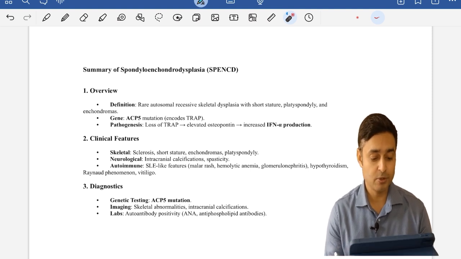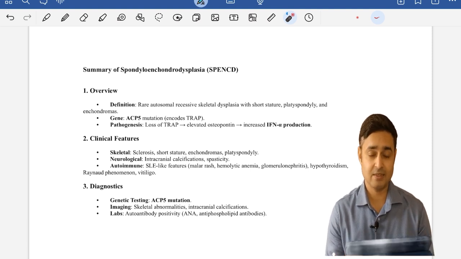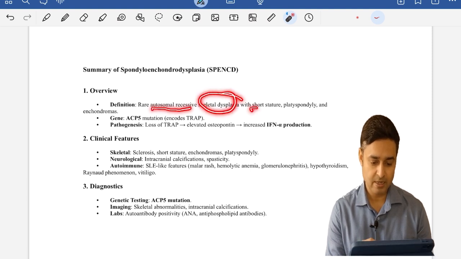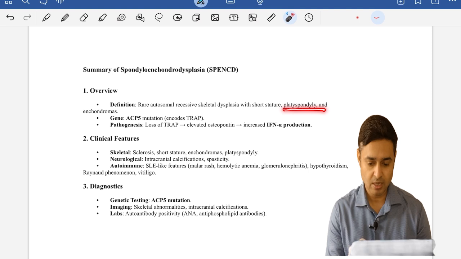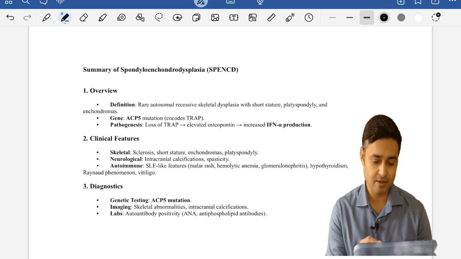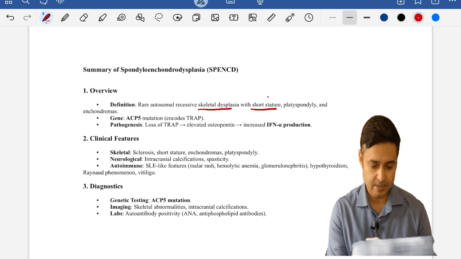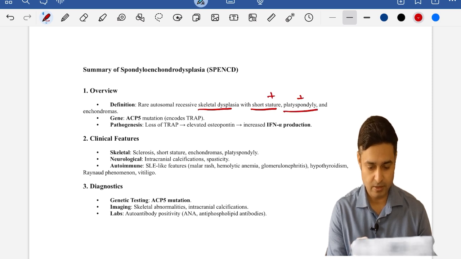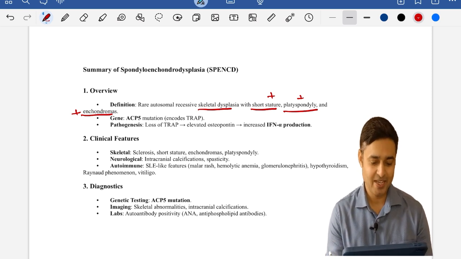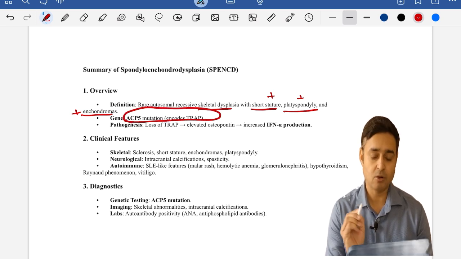Next entity is spondyloenchondrodysplasia, SPENCD. This entity is important. What you are able to see is an autosomal skeletal dysplasia with short stature, platyspondyly and enchondroma. This is basically important. Anything like skeletal dysplasia with short stature, with platyspondyly and enchondroma, the diagnosis is SPENCD. The gene is ACP5, which encodes TRAP.